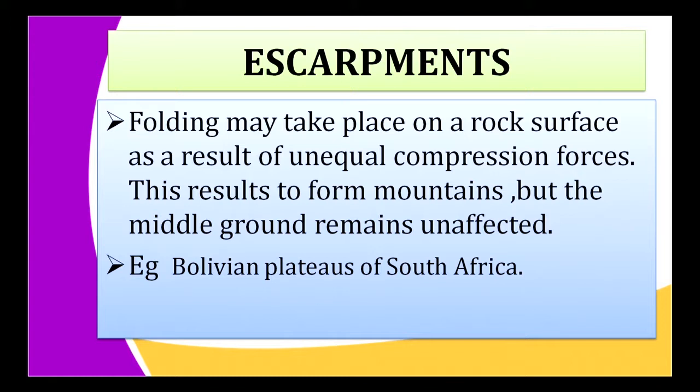It occurs when folding takes place on a rock surface, and as a result of unequal compressional forces, this will result in the formation of mountains, but later the middle ground remains unaffected. So when there is a formation of the mountain and the middle ground remains unaffected, an escarpment is likely to be formed, and this is why I have said that it separates two level land surfaces, because the middle ground is unaffected.